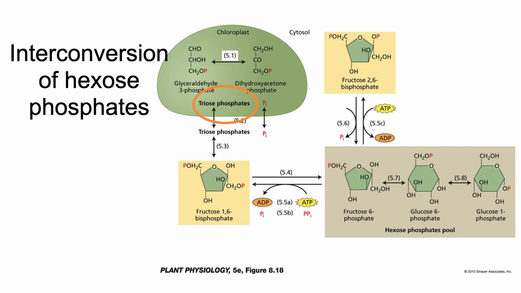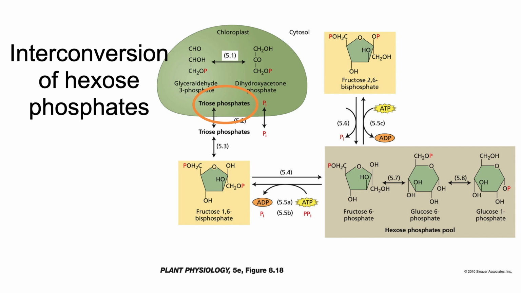So let's look in more detail at this conversion or interconversion of hexose phosphates. First, we go back to where we began with the triose phosphate produced in the chloroplast. These triose phosphates are transported out of the chloroplast. This is regulated very tightly by multiple enzymes in and outside of the chloroplast. We won't go into this tightly regulated control here, but just be aware that this is well studied and understood.